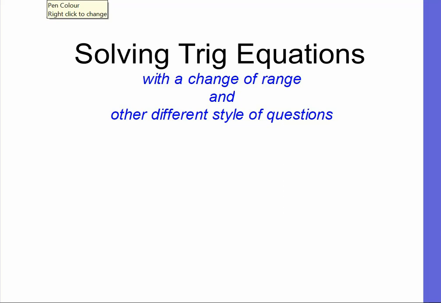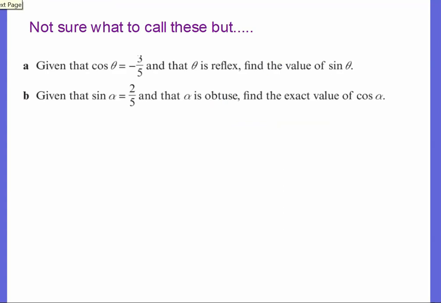Hi there guys, in this video we're going to have a look at how to solve trig equations again, but with a change of range, which is actually when it starts to get tricky, and some other different style of questions. We're going to start with that other different style, because quite often you get questions like this. So we're given a cos ratio is a minus value, and that theta is reflex, and we've got to find the value of sine theta.